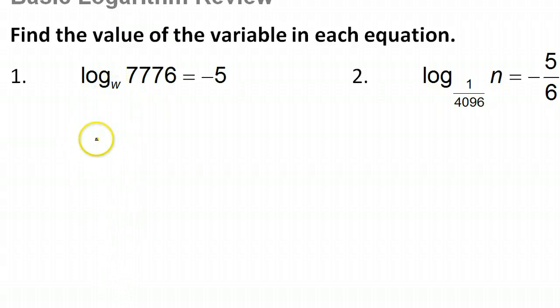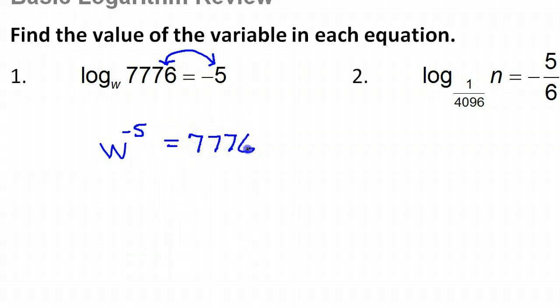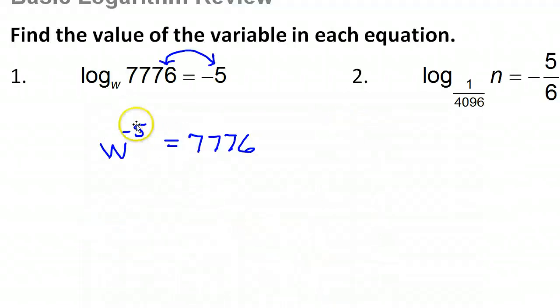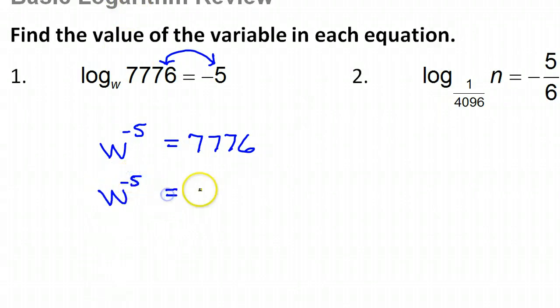So for this problem, the base is w, and you can just bring that straight down. And then basically these two are going to switch places. So it's going to be w to the negative 5 power is equal to 7,776. Alright, this big old number, let's see if it's on the exponent chart. So there it is. So this is 6 to the 5th power. So that means w to the negative 5 power is equal to 6 to the 5th power.